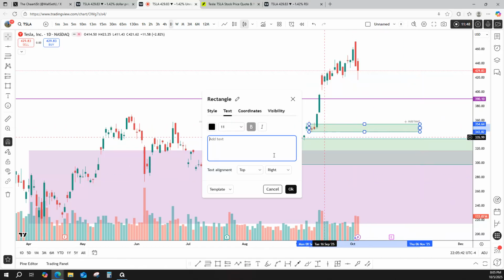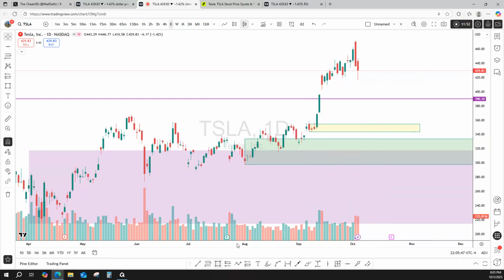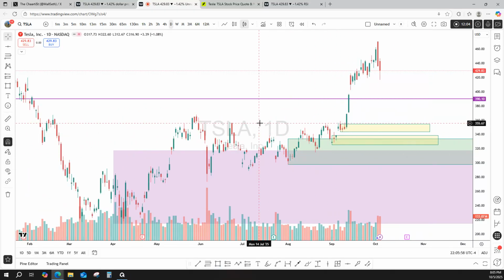I'm gonna change the color. Let's go yellow, and let's go yellow here as well. Again, how am I marking it? Like, I do take price action batches. Okay, you can let me know and I can help you out from there. But focus here, and I'm going to show you right now.